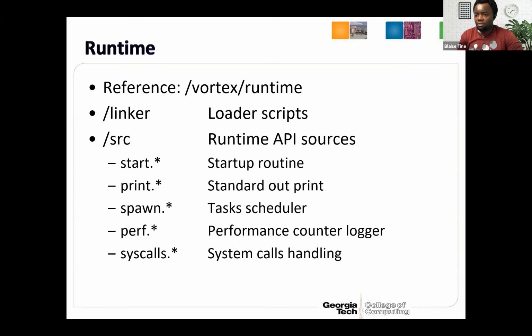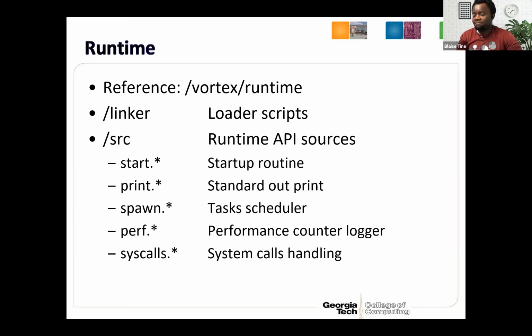In the runtime tree, we have two main folders. We have the linker folder where we drop all the loader scripts, and we have a source folder that includes a library where we include all the startup routines. When a Vortex kernel starts the execution, we execute the startup routine to initialize the stack pointers and many other things, such as the global initialization for C++.